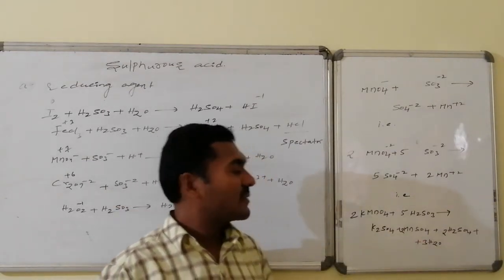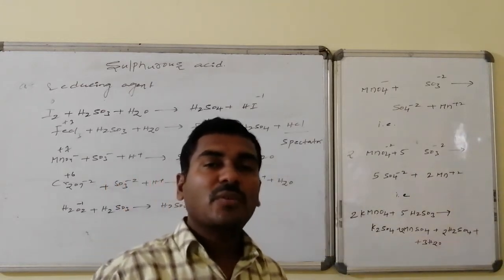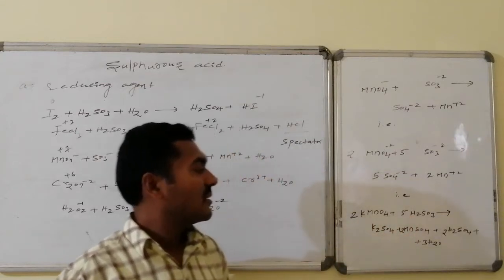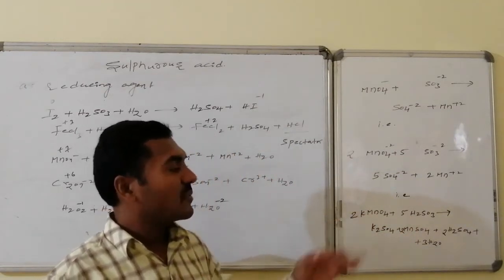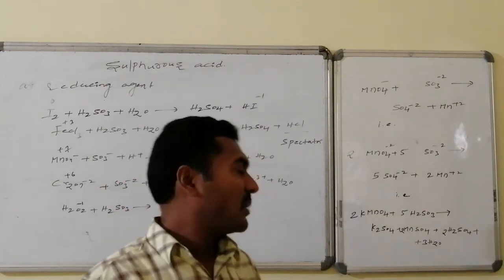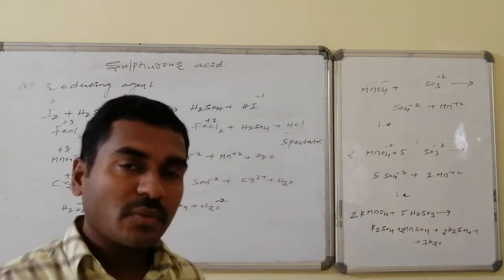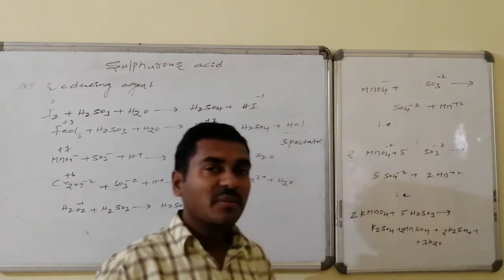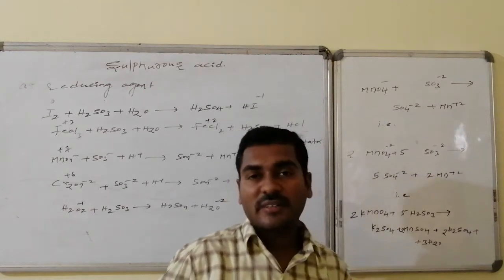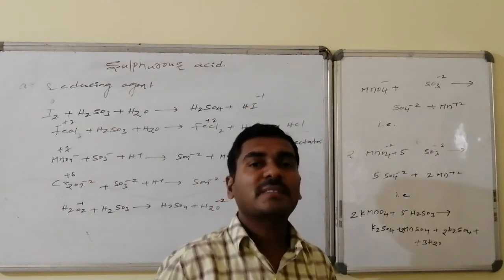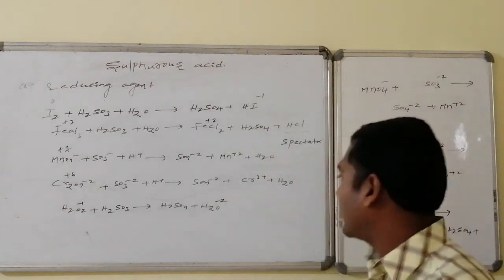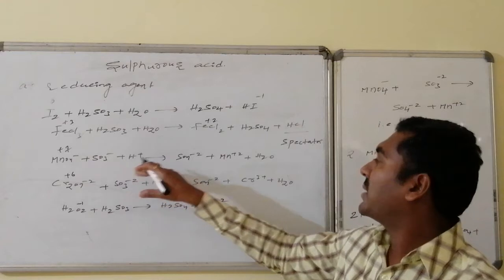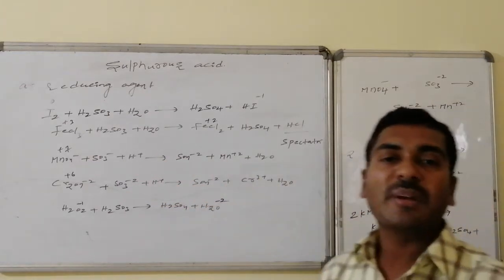Thus the total balanced equation for the reaction of KMnO4 with sulfurous acid is: 2 molecules of KMnO4 plus 5 molecules of sulfurous acid combine and result in K2SO4, that is 1 molecule, 2 molecules of MnSO4, followed by 2 molecules of H2SO4 and 3 water molecules. It is the balanced equation, but for simplicity it can be written in the form of an ionic equation: MnO4 minus plus SO3 2 minus is giving SO4 2 minus plus Mn2 plus.